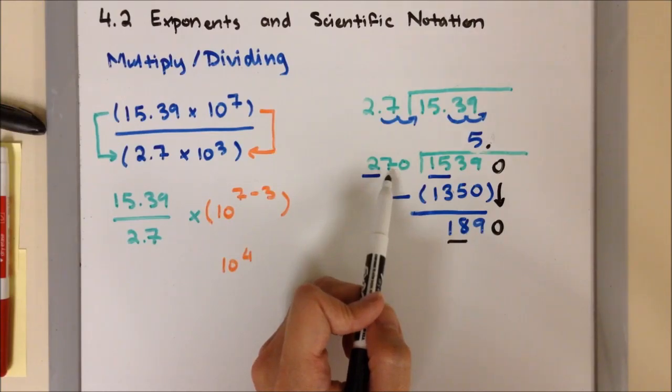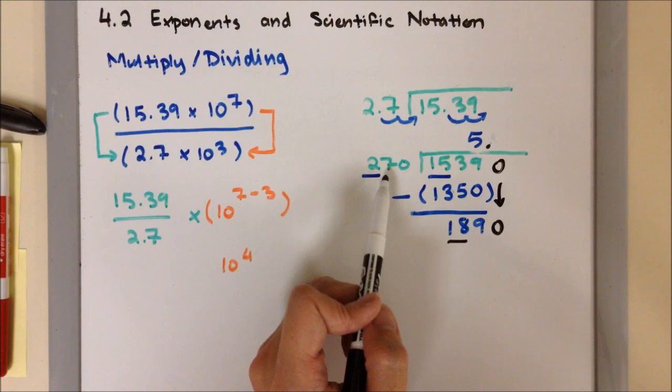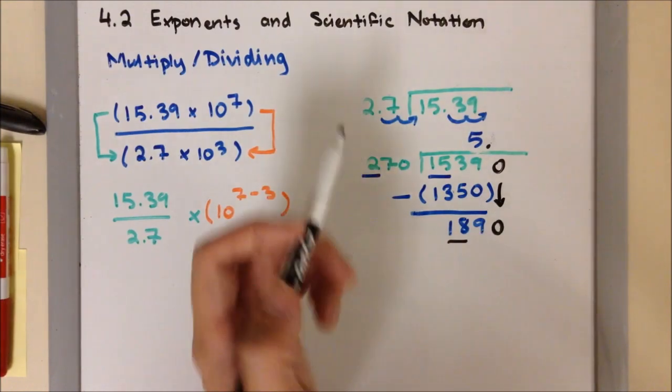When I do 7 times 7, that's 49. So I carry the 4. And then 2 times 7 is 14 plus the 4, that's 18. So let's try the 7.